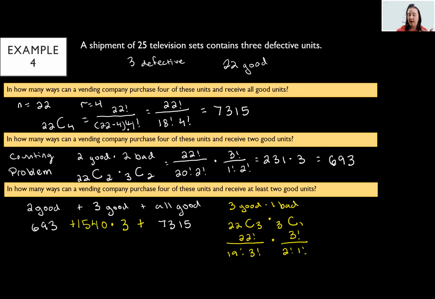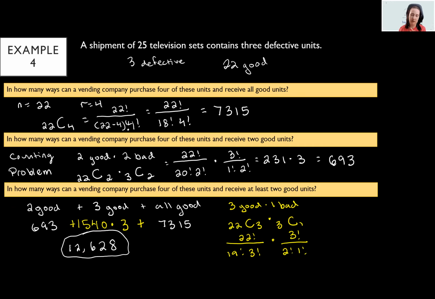To find how many ways you can get at least 2 good units, you add exactly 2, exactly 3, or exactly 4. So that's these combinations. Now we just need to do the math: 693 plus 1540 times 3 plus 7,315. You can do all of that in your calculator at once, and we get 12,628. So that is the number of ways that you can get at least 2 good units.